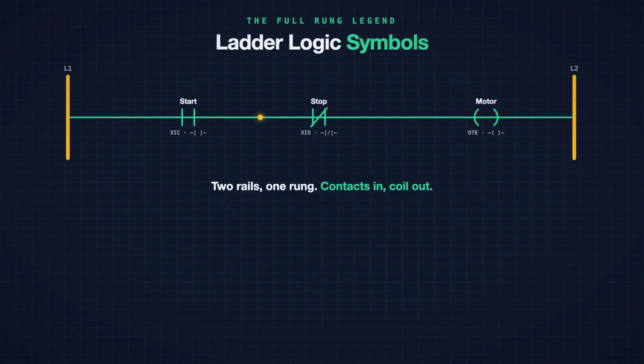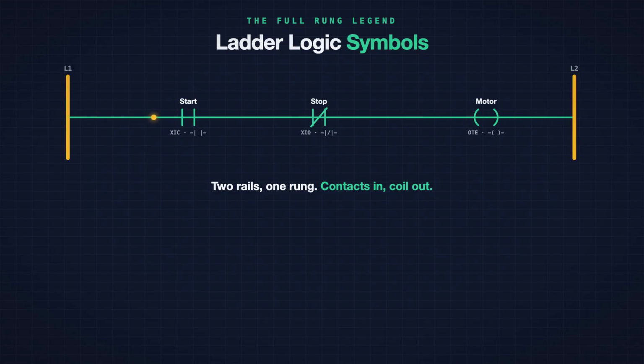It is not. Every mark belongs to one of few families: contacts that read your inputs, coils that drive your outputs, and the timers and counters that add time and counting. Learn those families, and any ladder diagram suddenly reads like a sentence. So we will walk all of them, one symbol at a time, then wire a real start-stop motor rung so you can see them working together. Let us build the whole legend.